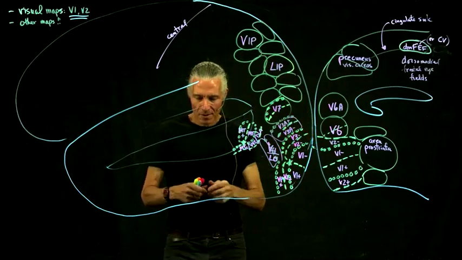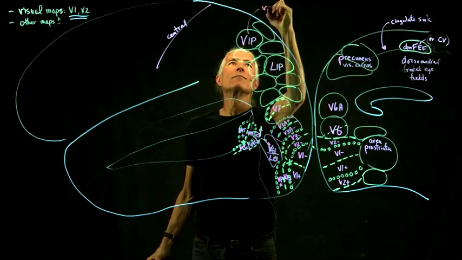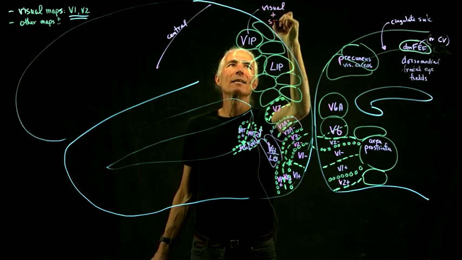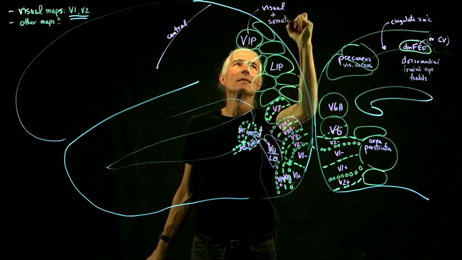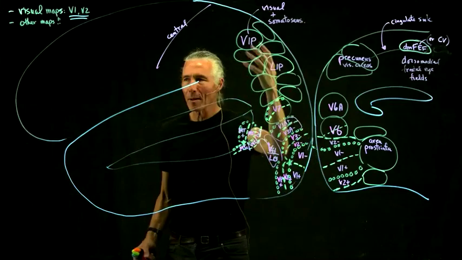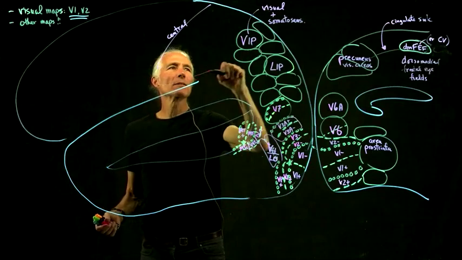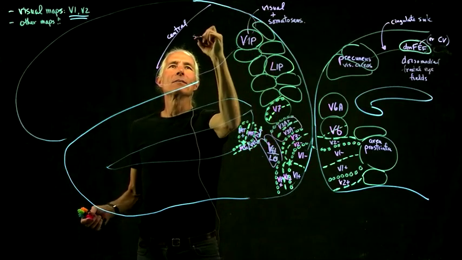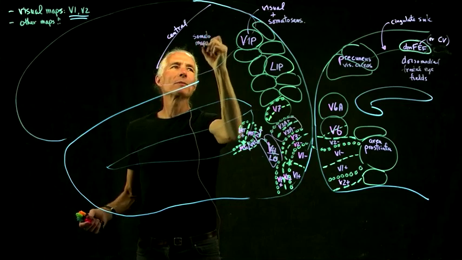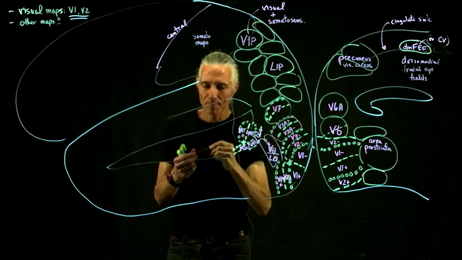Now, this VIP is an area that has visual plus somatosensory. So we've essentially reached the edge of visual cortex. And it turns out you have these visual maps that extend all the way up until you run into somatosensory cortex. And so where is somatosensory cortex? Well, there's a bunch of somatosensory maps here which overlap VIP, because VIP has both visual and somatosensory.